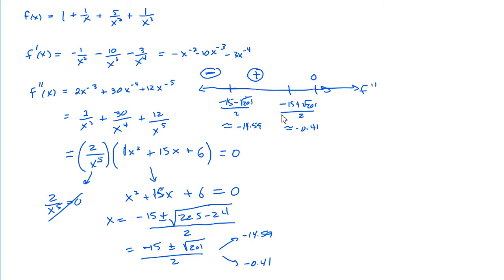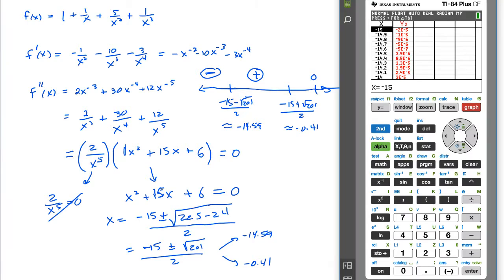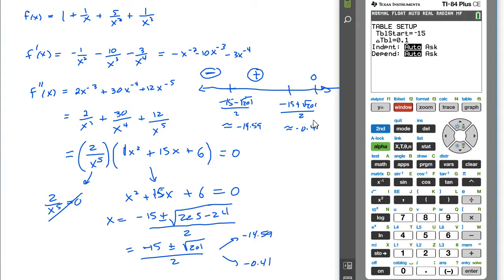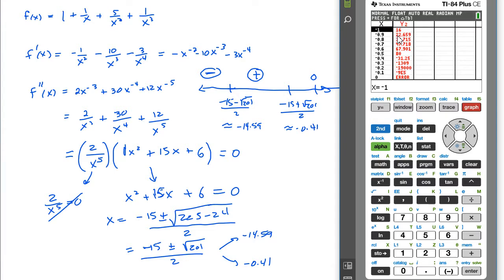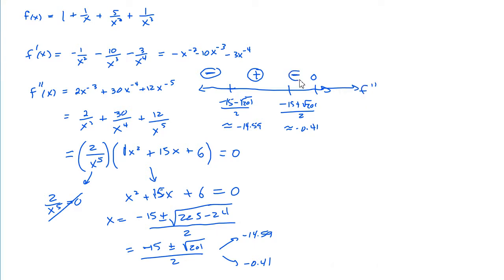Once we get to negative 0.41, it should go negative again. So let's check that in our calculator. I'm going to go to table set, and I'm going to start my table right around negative 1 and go by 0.1s, so my delta table is 0.1. Let's make a table. I'm seeing that I am indeed positive, positive, positive until I hit this, which is around negative 0.41. Once I get past negative 0.41, like negative 0.4 onwards, I'm seeing a negative second derivative. So this is all negative in here.